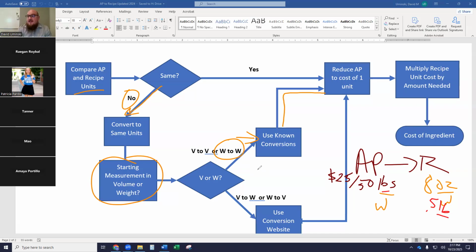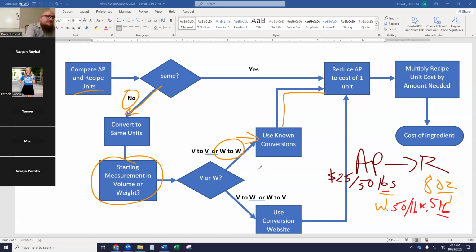And we know that a pound is 50 cents per pound because we just did that. So we can change the recipe side, right? If it's 4 ounces, 8 ounces, or 12 ounces, that's 0.25, 0.5, 0.75. Those are really easy things to convert. If it's 6 ounces, that's not as easy to convert. In that case, we would go ahead and convert the AP side. Questions, comments, concerns about that?